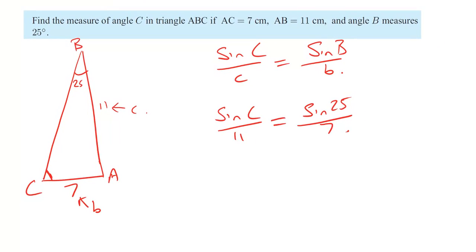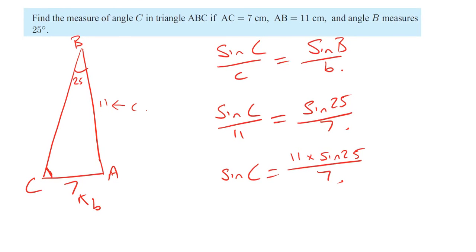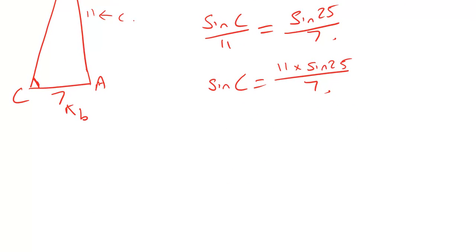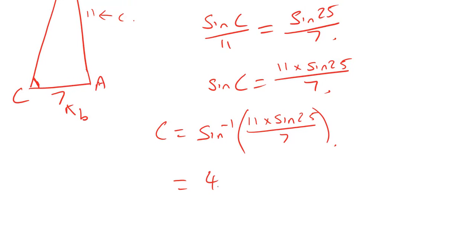So from there, we can multiply both sides by 11, and that's going to isolate the thing we're looking for. So sine C is equal to 11 times sine 25 all over 7. Okay, from here, you're going to need to do the inverse sine function, so sine minus 1 on your calculator. And if I were you, to make sure you have no rounding error, type in the whole expression: 11 times sine 25 all divided by 7. If you press equals at that point, you should get an angle of 41.6 degrees.